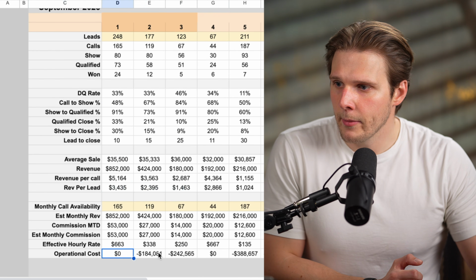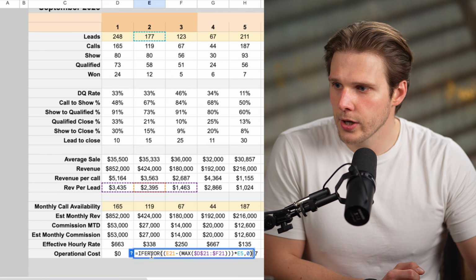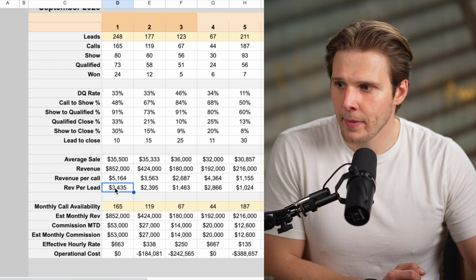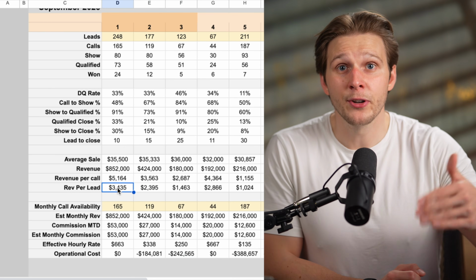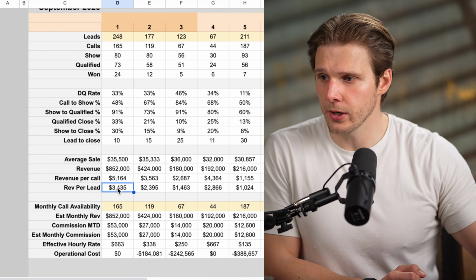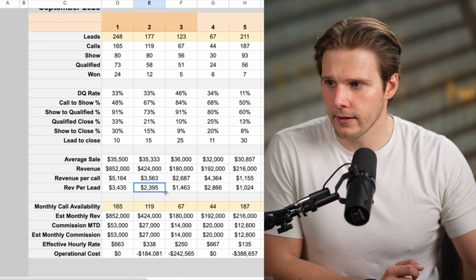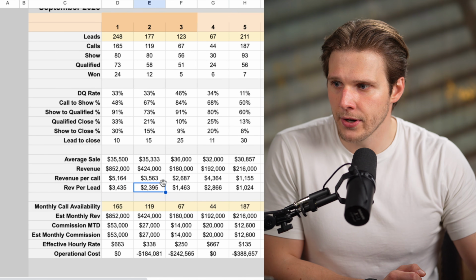And then I'm going to look at the second best guy, and this calculation is going to do the difference between what the best guy did in terms of revenue per lead, how efficient he was at closing deals with every single lead I got him, and how the second best guy did. And this is approximately $1,000 difference between the two.